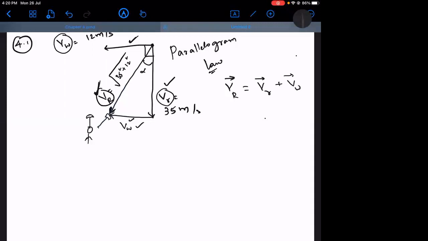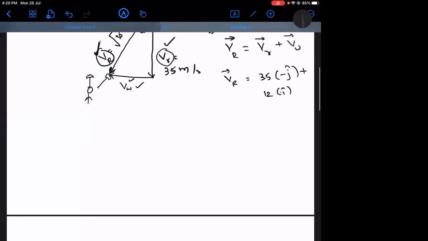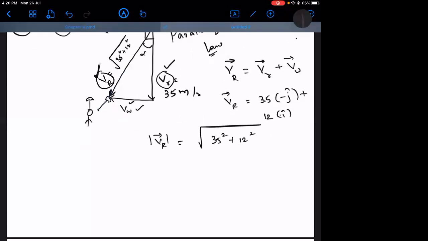This is from the parallelogram law of vectors. So what is VR vector? VR vector is equal to what is velocity of rain? 35 with a minus j cap plus velocity of wind is 12 minus i cap. Correct? So what will be the velocity of the resultant? Is it not square root of 35 square plus 12 square? So what I'm trying to say is, whether you apply parallelogram law of vectors or triangle law of addition of vectors, you're going to get the same answer.